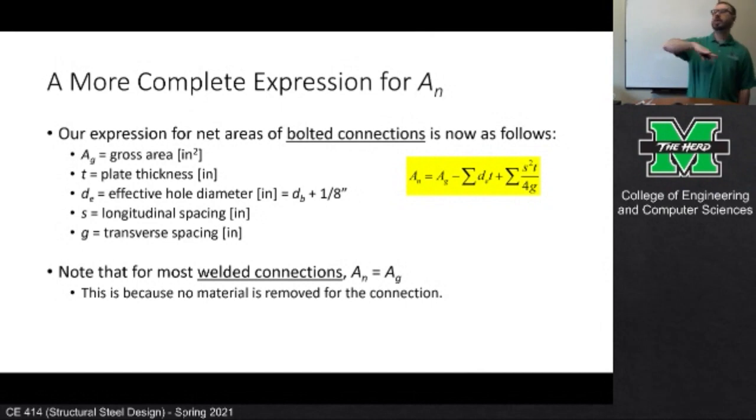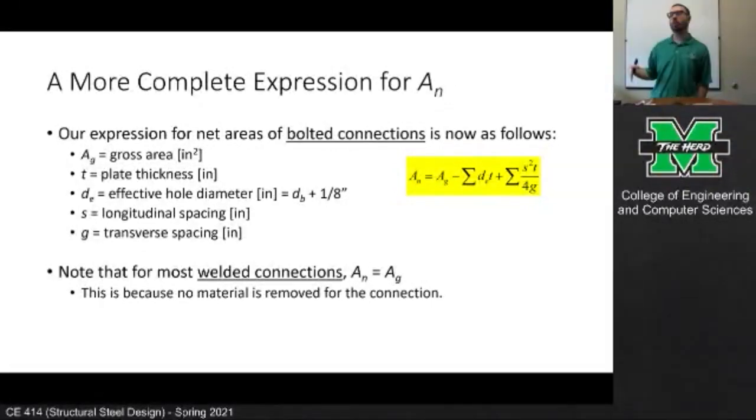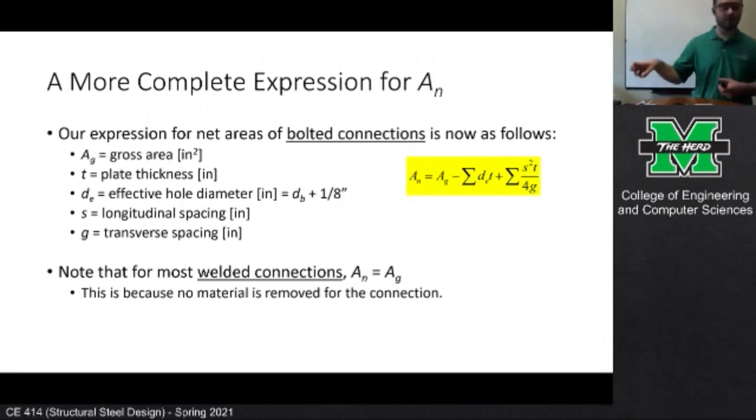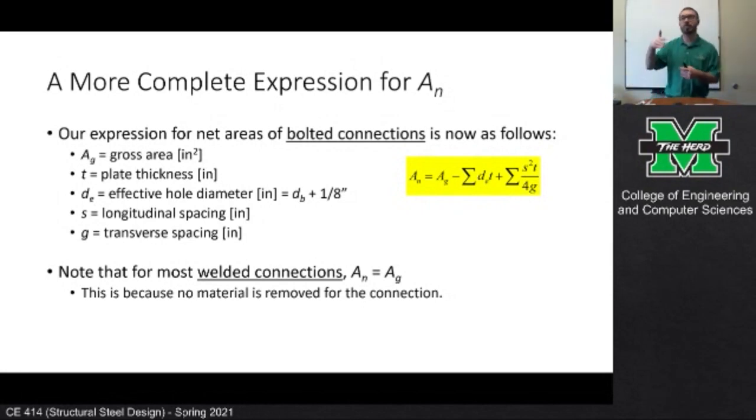Now, one of the things that we actually haven't talked about is welded connections. What if instead of bolting two members together, you're welding them together? Well, if you aren't removing any material, like if you're just doing a fillet weld, then the net area equals the gross area because there's no bolts. And we have a whole week or so where we're talking about welded connections, so don't worry, we'll give welded connections their time in the spotlight.